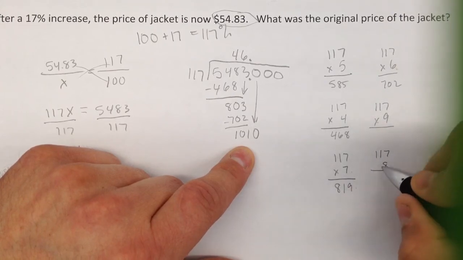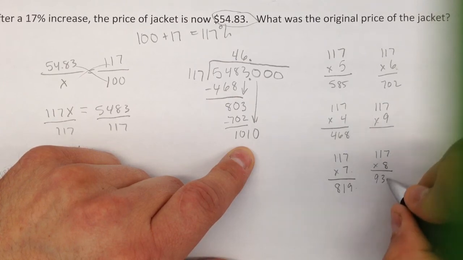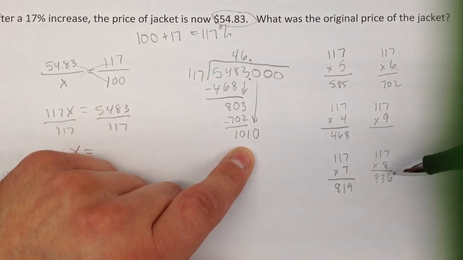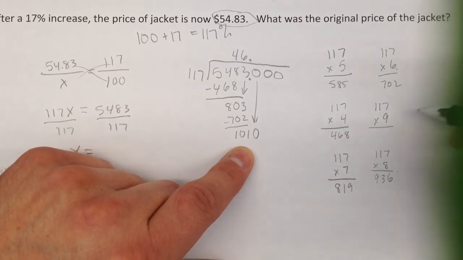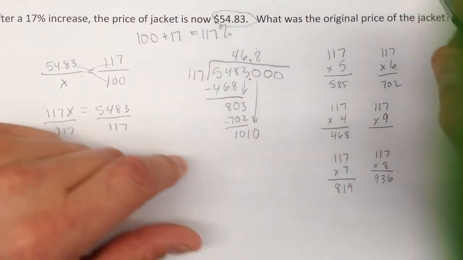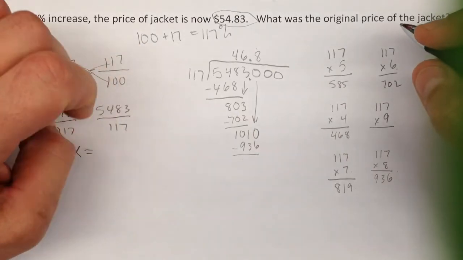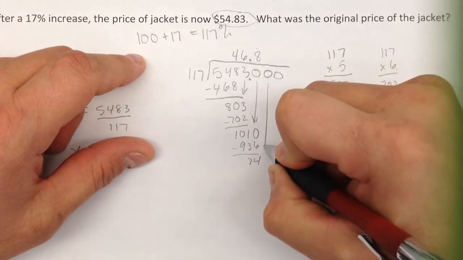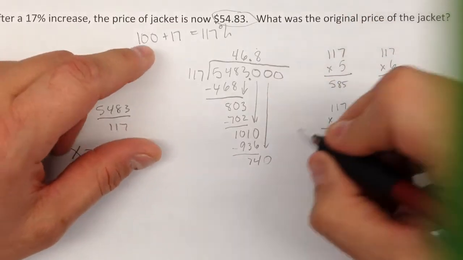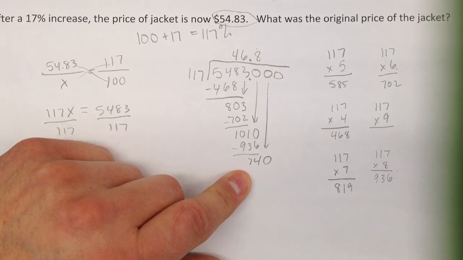Let's try 8. 117 times 8 is 936. That is as close as we can get, actually. We can't do the 9. Never mind. I'm going to go with this one. So 8 times 117 is 936. Subtract, and that's 474. Bring down the 0. We've got to go 2 more, and we've got to round this to a price. So 74 and 40.